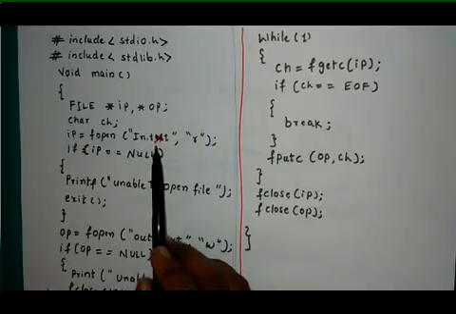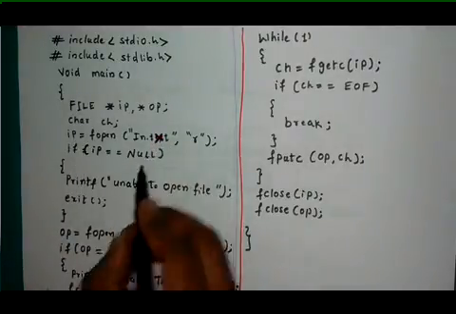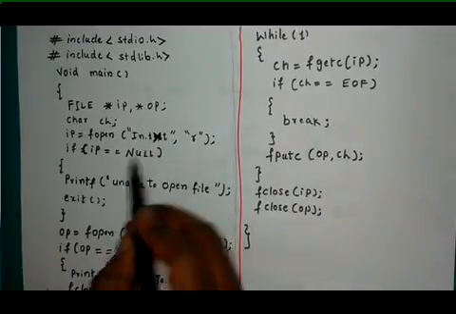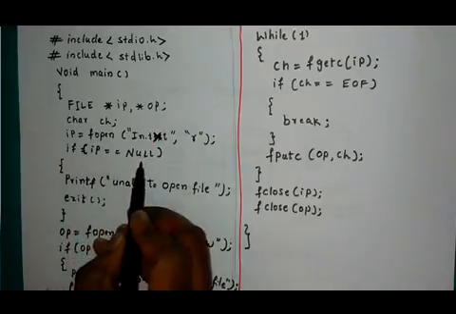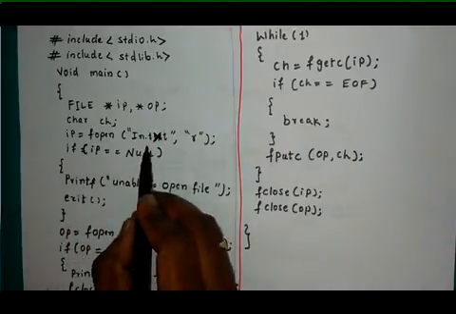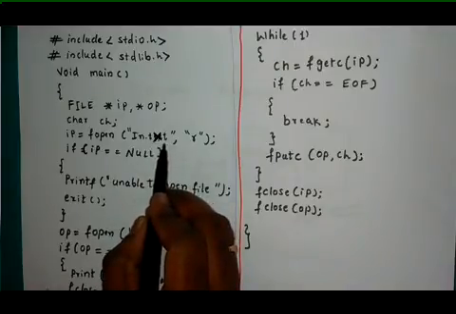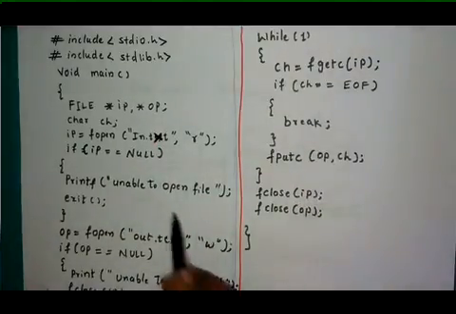Now this is when IP is null. If IP is not null, that is, if in.txt is opened successfully, then go for creating a new file called out.txt. So I'll say fopen out.txt comma w. Now as it is said, w mode will create a new file by name out.txt and returns the address of the file if it is opened successfully.